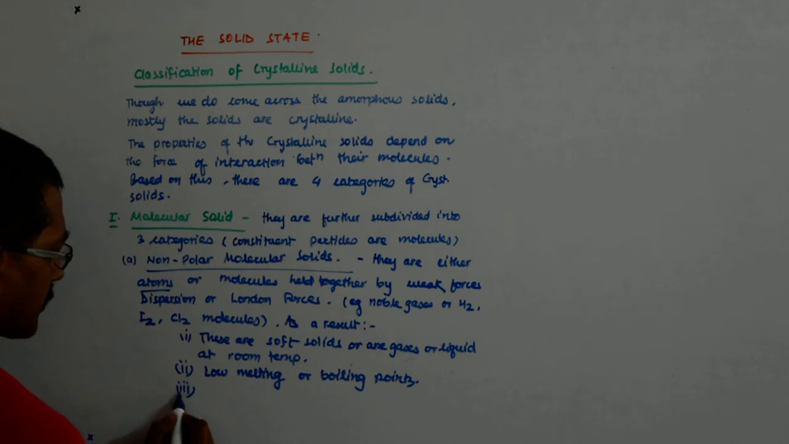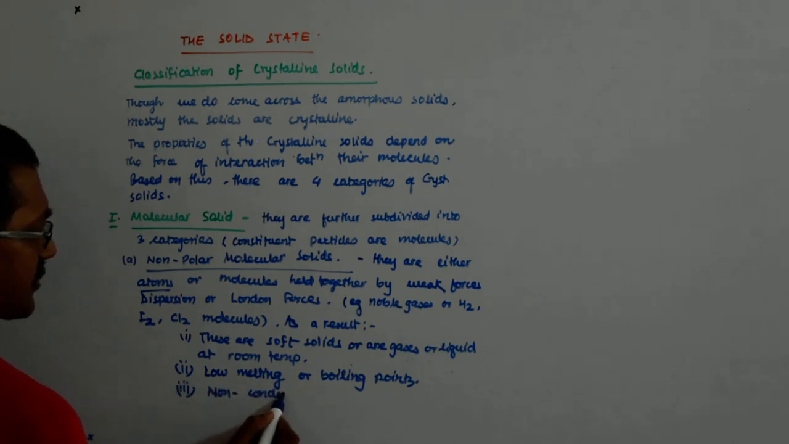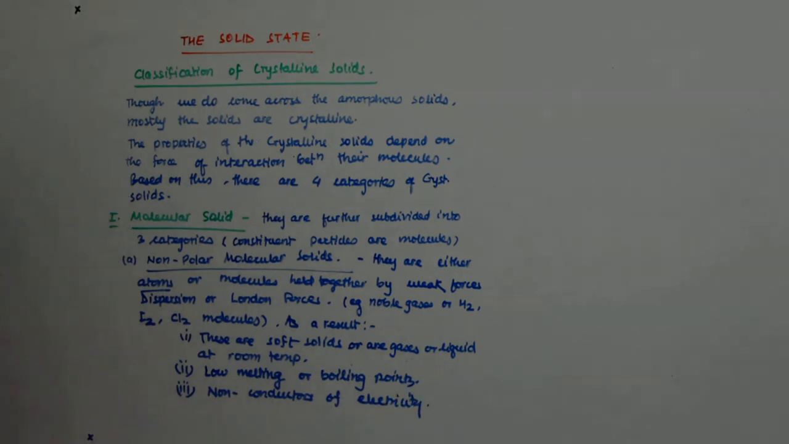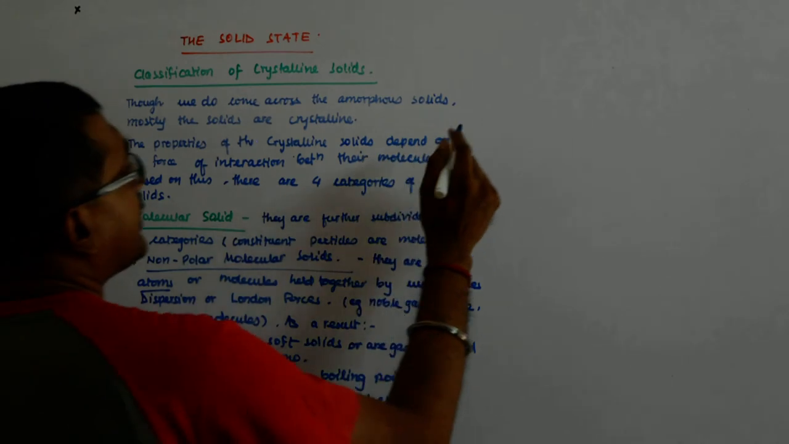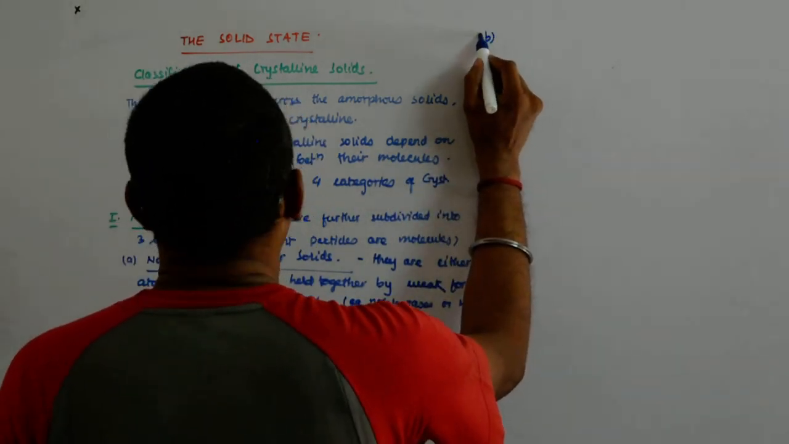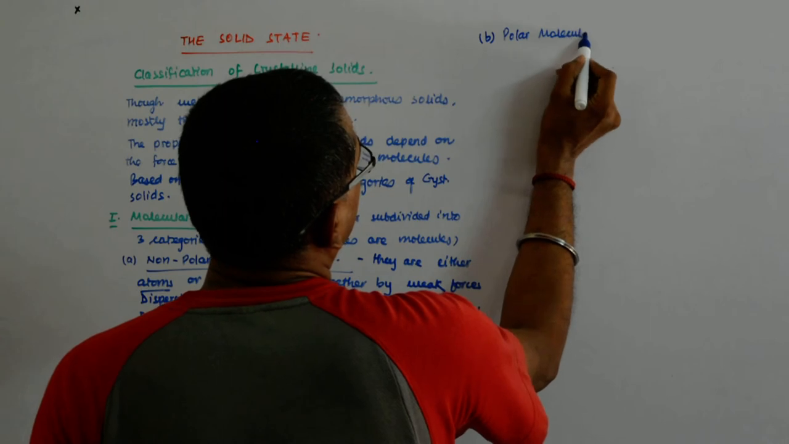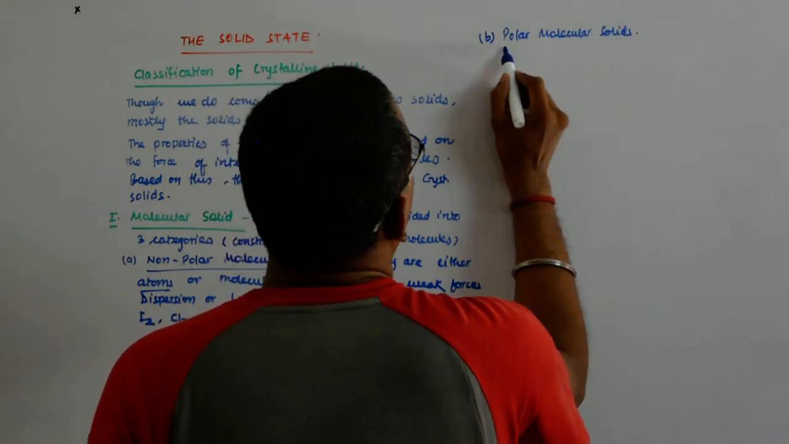They're normally non-conductors of electricity. Okay, non-conductors of electricity. The second category here is of the polar molecular solids. Polar molecular solids.